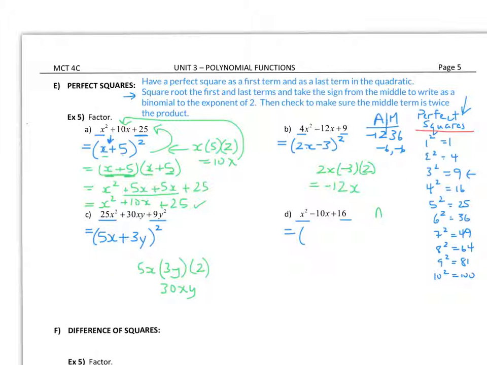So I'm going to go back to my adds to and multiplies to. I'm looking for two numbers that will add to negative 10 and multiply to positive 16. My brain was thinking faster than what my hand could write. I think negative 8 and negative 2 will satisfy that. And because it's a simple trinomial, we can go directly to the factored form: x minus 8 times x minus 2.